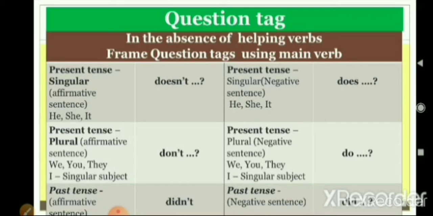Likewise, if the sentence is in present tense but if the subject is plural, then it will take positive question tag. So like do we? Do you? Do they? Do I? Likewise, if the sentence is in past tense and if it is a negative sentence, then it will take positive question tag. So like did I? Did we? Did she? Did he?